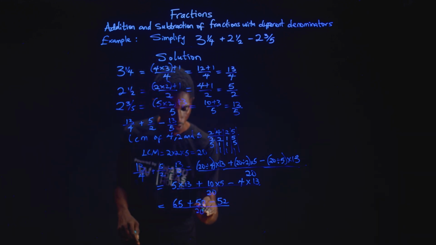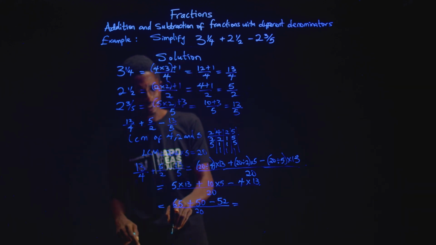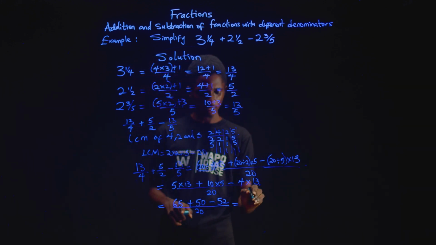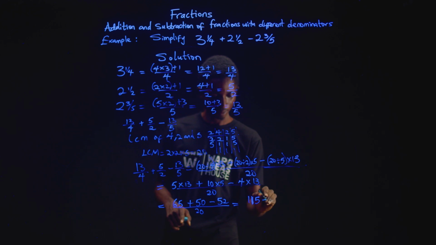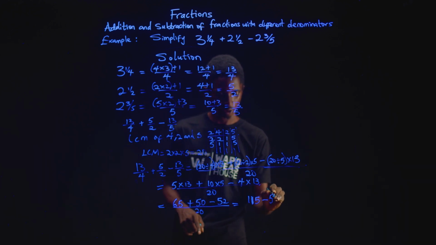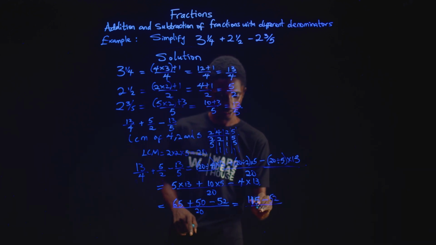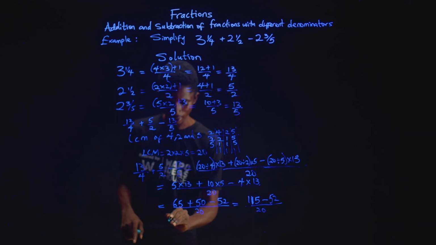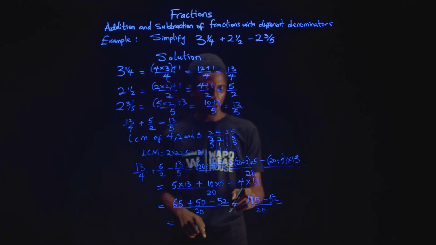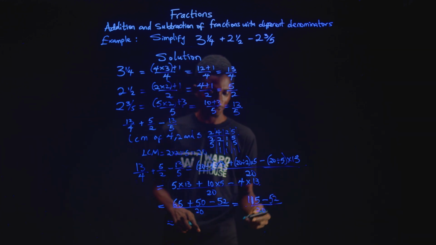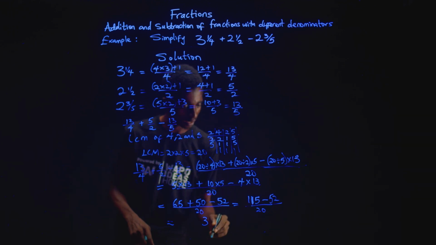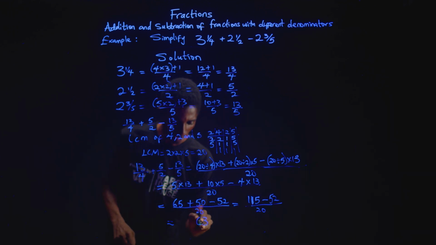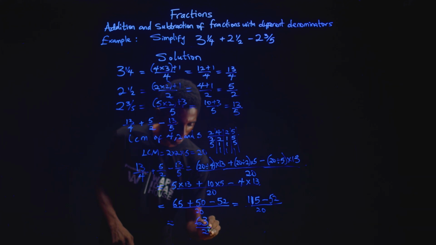All over 20. Now, 65 plus 50 would give us 115. Minus 52 over 20. And then our final answer would be 115 minus 52. That would give us 3 here. And then 11 minus 5 would give us 6. So we have 63 over 20.